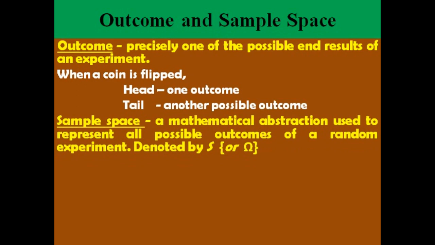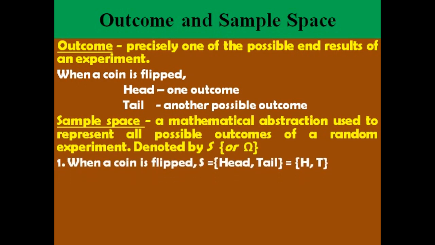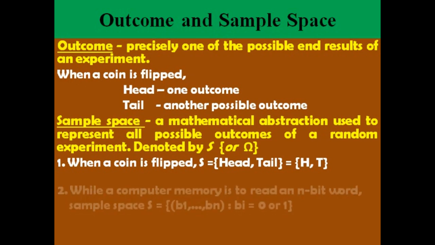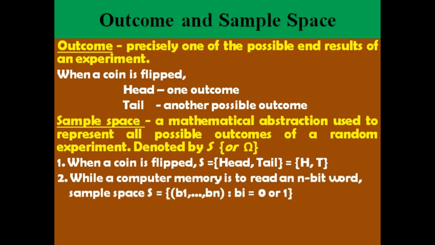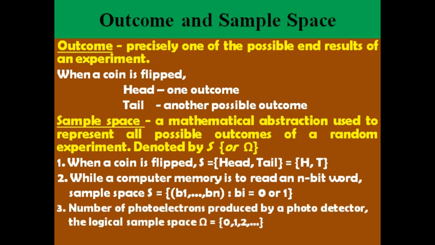It is a mathematical abstraction used to represent all possible outcomes of a random experiment, denoted by S, sometimes by omega. When a coin is flipped, the sample space S is the set containing head and tail. When a computer memory reads an n-bit word, the sample space S is the set containing n-tuples (b1, b2, ..., bn), where each bi is either 0 or 1.